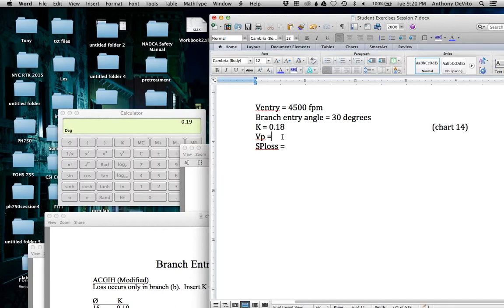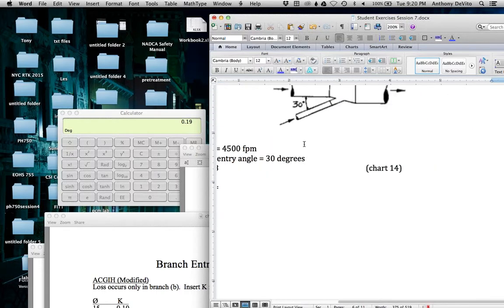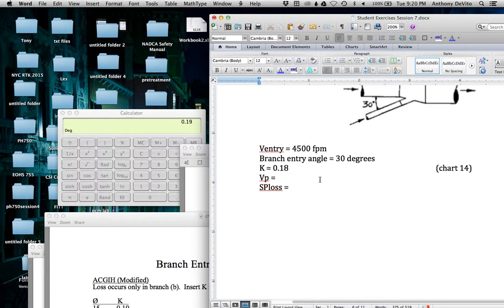Okay, I'm tempted to say it's unitless, but I think the units may tie in somehow so that we wind up with the right units. So what's the velocity pressure equal to? Do I have all the information I need here? I've got the velocity. Yeah, I've got what I need here, right? The velocity pressure is 1.3. Okay. And the static pressure loss, what's that going to be equal to? It's going to be K times 1.3, which is equal to 0.18 times 1.3. What does that come out to be? 0.3? Okay, 0.3 inches of water.